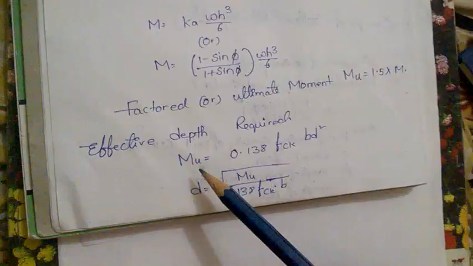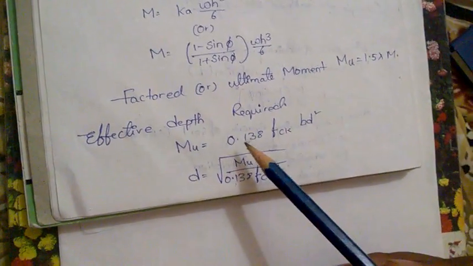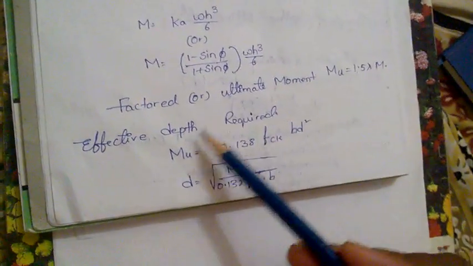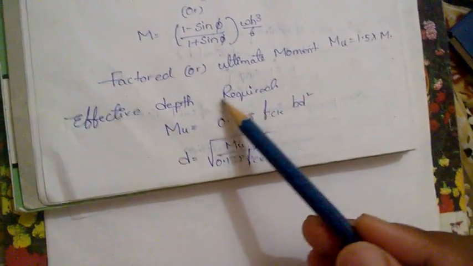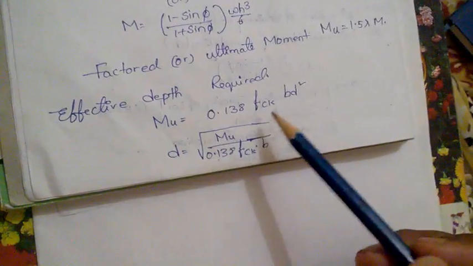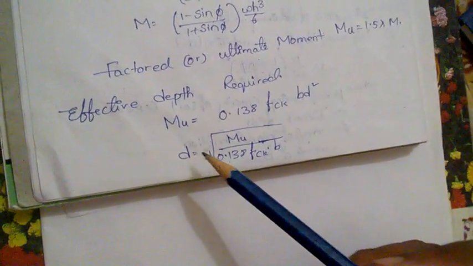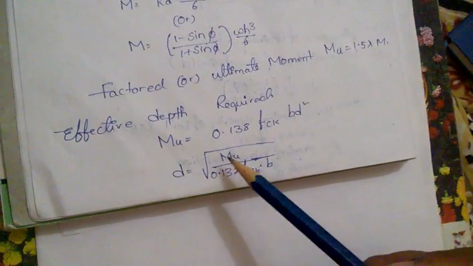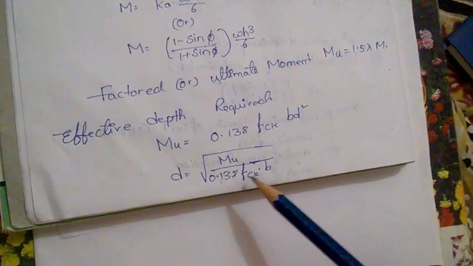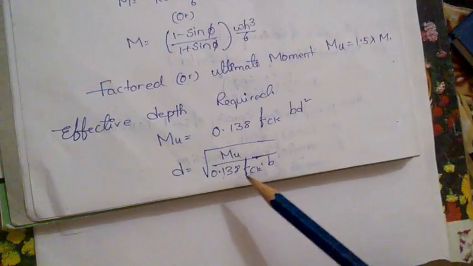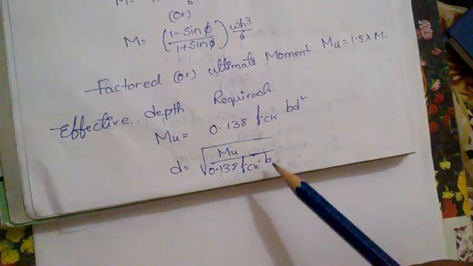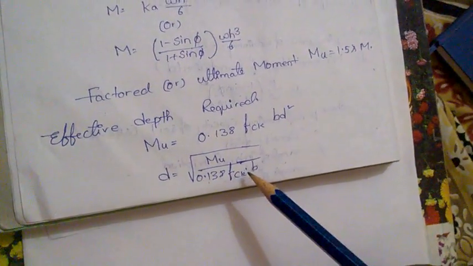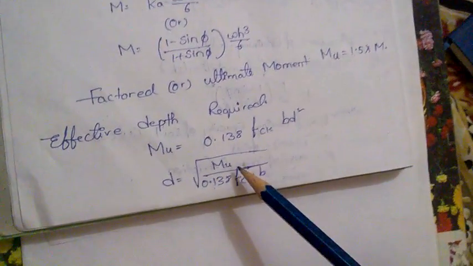Now, effective depth required. Mu, what is meant by Mu? Ultimate moment is equal to 0.138 FCK B D square. These are the formulas that come from IS. Okay, from this we find that D is equal to root of Mu by 0.138 FCK B. What is meant by FCK? This is the characteristic strength.